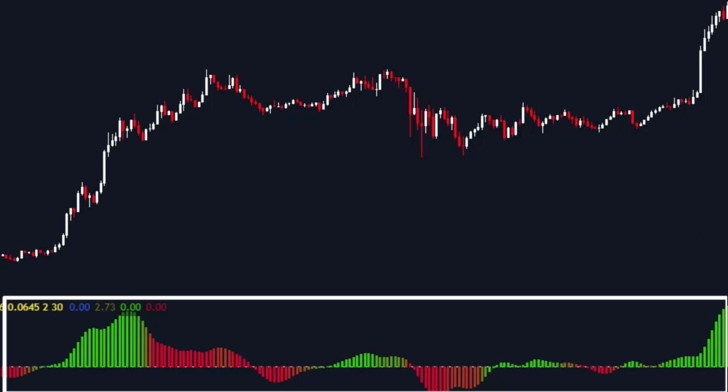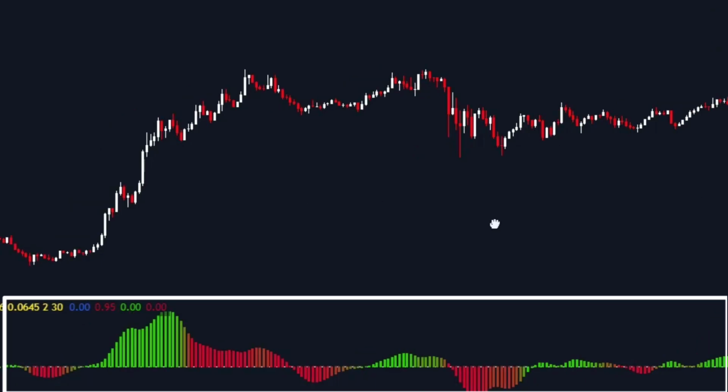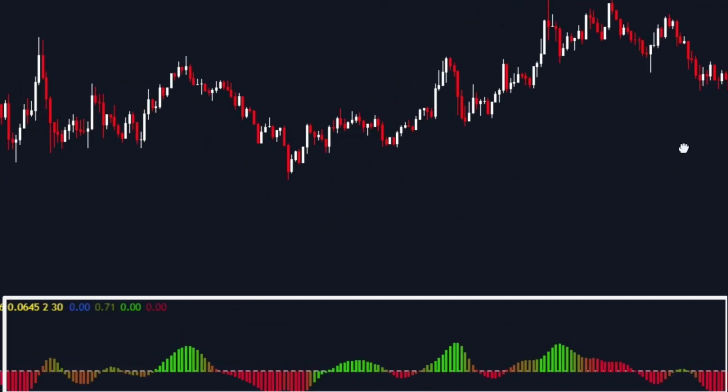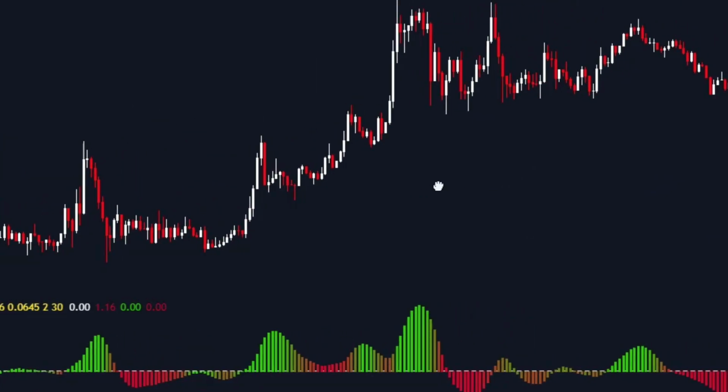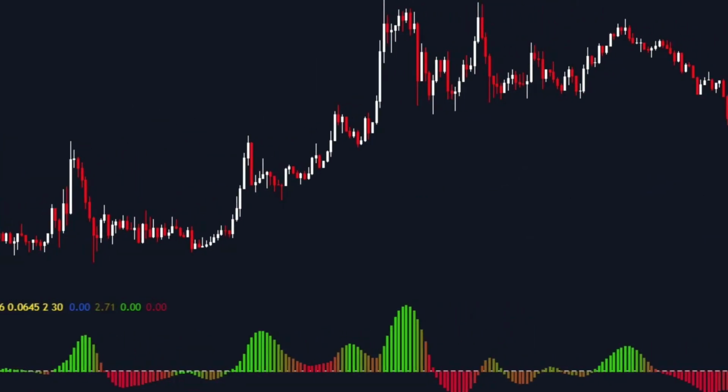It's kind of like a histogram that moves above and below this center line, which sits at 0. Oh, and notice how it changes color. Yeah, it can be green or red, depending on whether it's above or below that center line. And the intensity of the color shows you the velocity of momentum.